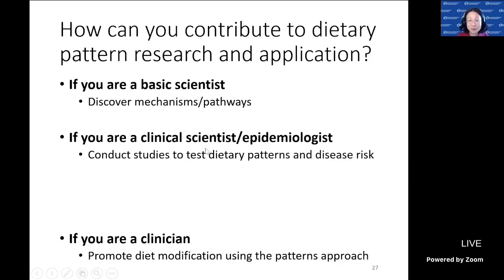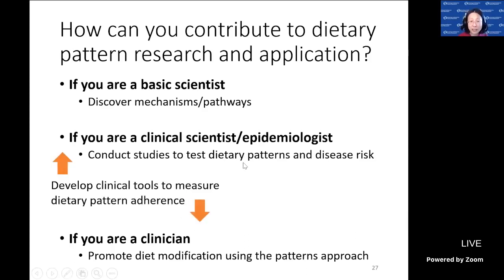For the clinician scientists or the epidemiologists, we still need more studies looking at how dietary patterns can influence disease risk in different populations, subpopulations, and different subtypes of disease. We still need that. And if you are a clinician, one thing you can do to contribute to dietary patterns is advise people in more whole-diet approaches, and when you give recommendations, try to look at the entire diet, so that you take a diet approach in terms of giving advice.